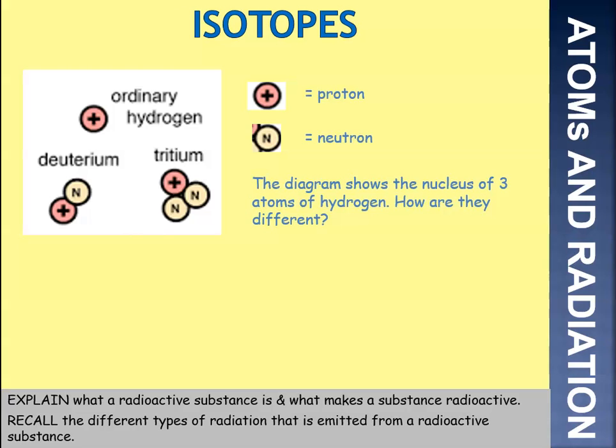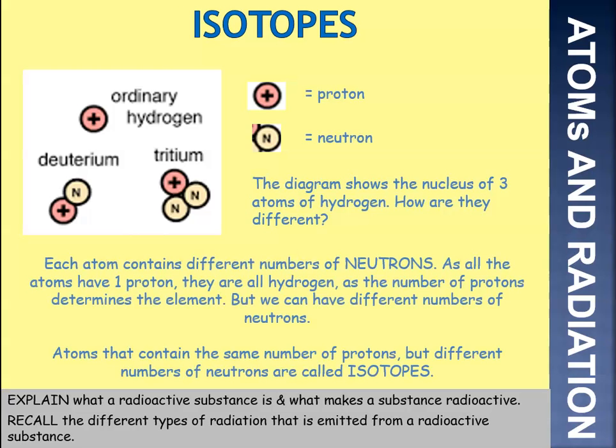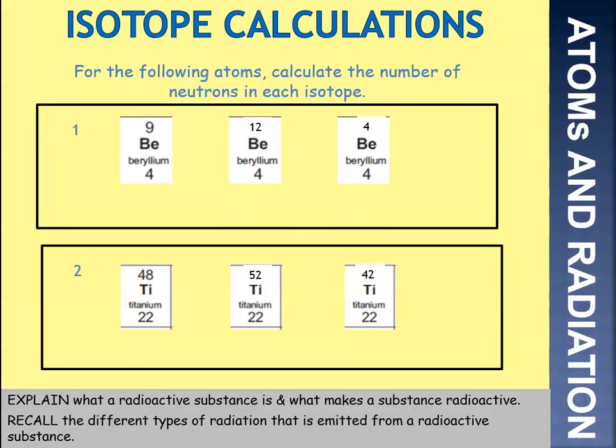Okay, the difference between them is each atom contains different numbers of neutrons. Every atom there has 1 proton, which means they're all hydrogen. The number of protons determines the element. Anything with 1 proton is hydrogen. But we can have different numbers of neutrons. Atoms that contain the same number of protons but different numbers of neutrons are called isotopes.